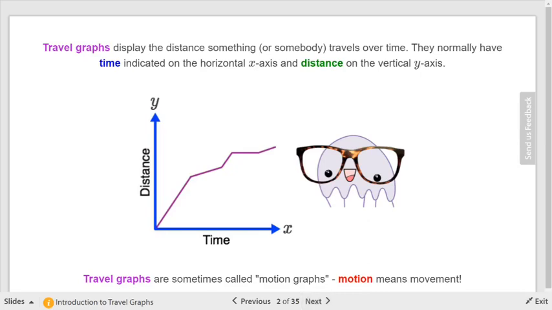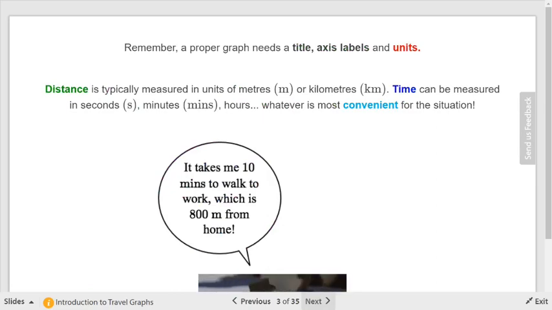Shh. Okay. So, travel graphs are often called motion graphs because they track your movements, or your motion. Also, remember when we did the reading graph section, your answer is worthless if it doesn't have what? Units. Excellent. And pay attention to the units because distance can be meters, miles, kilometers. Time can be seconds, minutes, hours. So make sure you're very careful about watching your units.